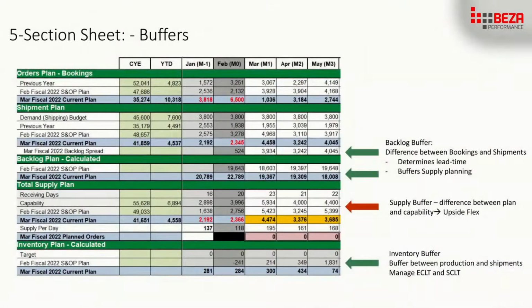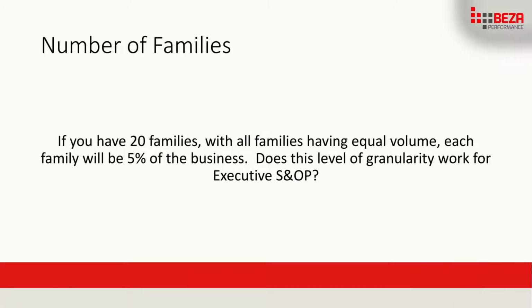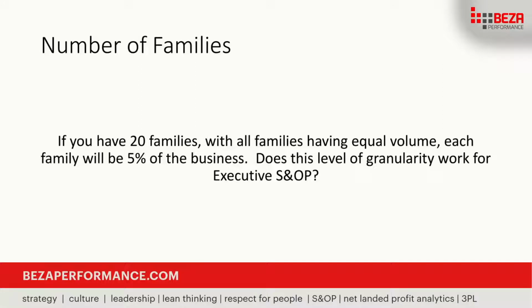And so really the last point on that, and you kind of alluded to this before, was how many families can I have for an executive S&OP meeting? And here's just the thing. If I have 20 families, if all of the families had equal volume, each family will only be 5% of the business. And you have to ask yourself, does this level of granularity work for an executive S&OP meeting?